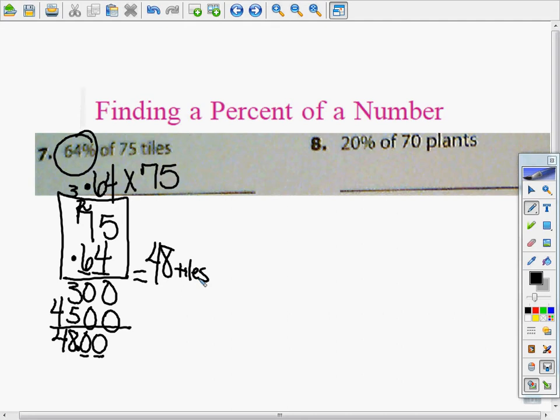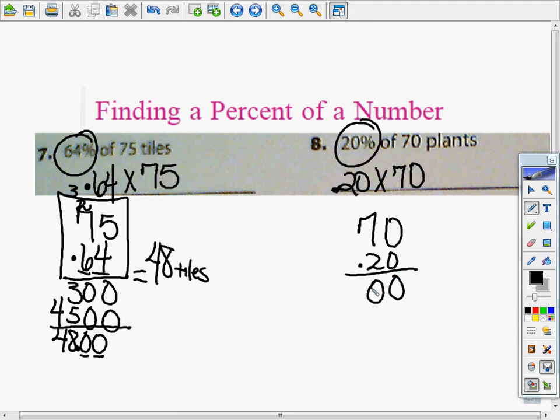All right, number 8 just repeats that process. 20% of 70 plants. First things first, we're going to take this percent, make it look like a decimal. 20% is the same thing as 20 hundredths. And then we're going to multiply that times 70 plants. Again, multiplication looks the same as it always does.